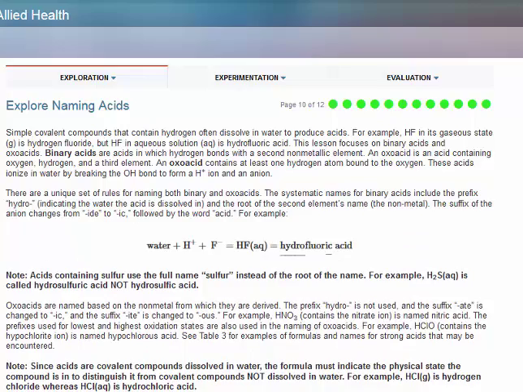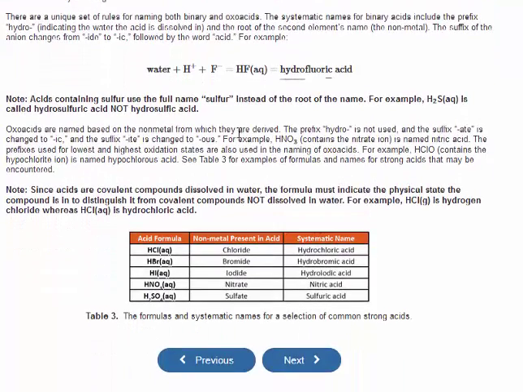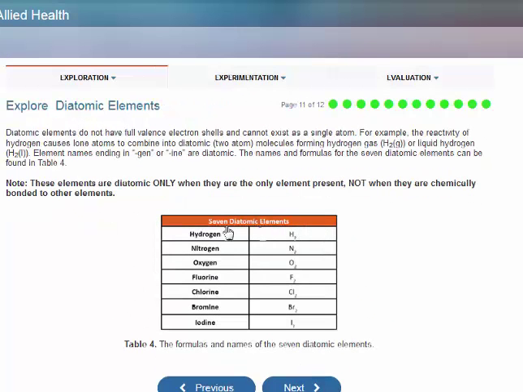Okay, now they also talk about naming acids. If something begins with a hydrogen, then it is an acid unless it's water for our purposes. And we didn't really go over that yet. We will, but we haven't yet. And you can just use this table to name the acids in this lab. Another review is the diatomic elements. These are the 7 elements that exist as diatomic molecules.